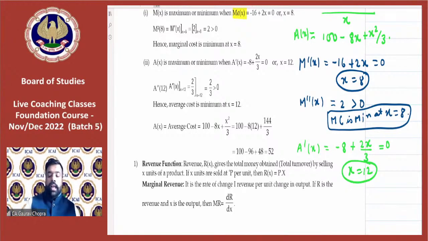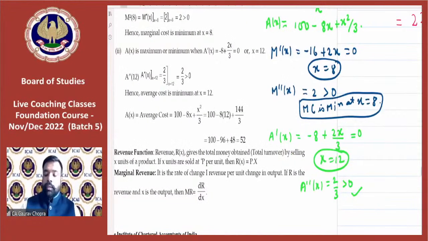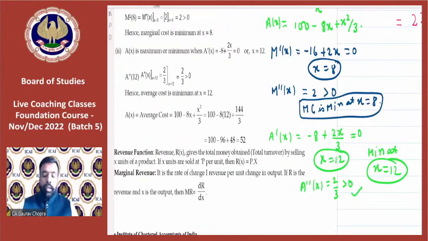So from here we have calculated x as 12. Now we will find out the double derivative. So now double derivative of this is equal to how much? It is 2 by 3. And since 2 by 3 is more than 0, that means the cost is minimum at x equal to 12. The average cost is minimum at x equal to 12.